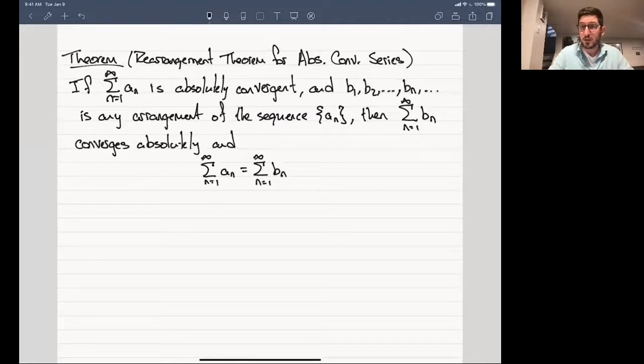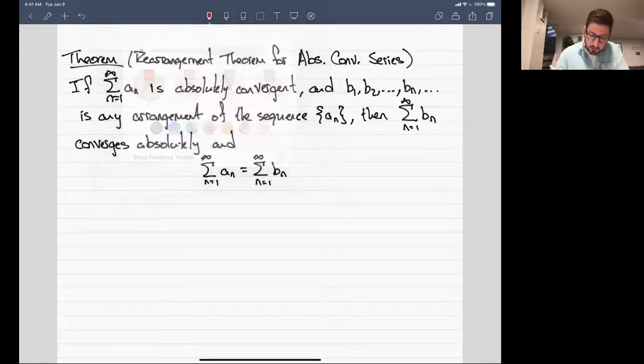2 plus 3 is the same as 3 plus 2. 2 plus 3 plus 4 is the same as 4 plus 2 plus 3, right? It doesn't matter how I reorder those things. I always get the same sum. So, you know, this theorem is kind of just telling us what we probably already assumed to be true.